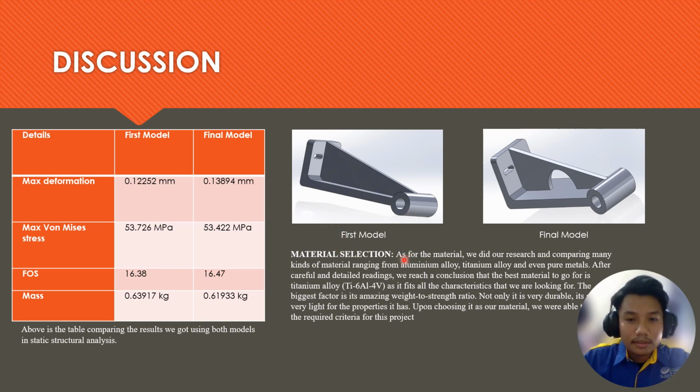And we go to the material selection. We did our research and compared many kinds of material, ranging from aluminum alloy and titanium alloy to even pure metals. After careful and detailed reading, we concluded that the best material to go for is titanium alloy with this composition, as it fits all the characteristics that we are looking for. The biggest factor that helped us choose this material is its amazing strength-to-weight ratio. Not only is it very durable, it's also very light for the properties it has. So it's just a very nice go-to pick for us.